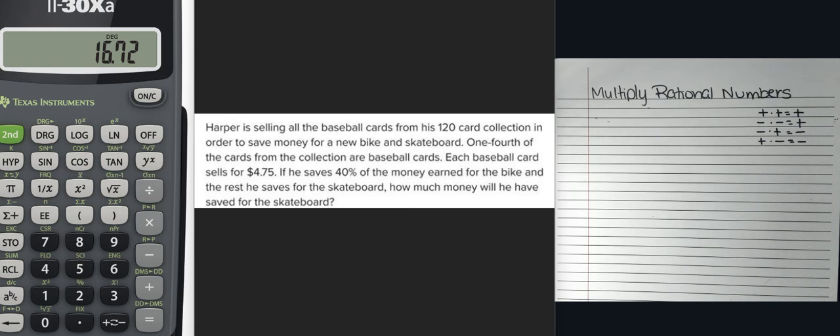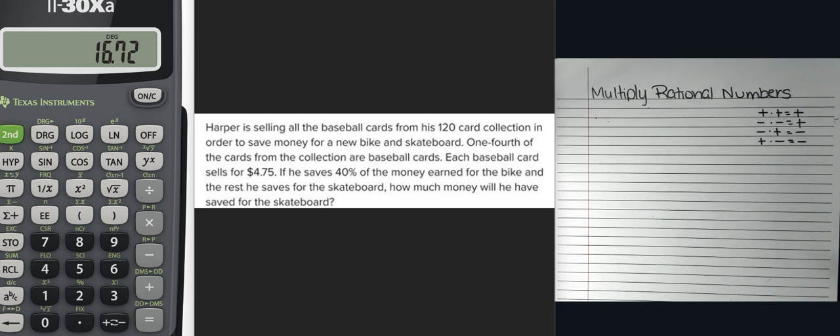All right, so we've got another word problem where we are going to multiply rational numbers. So Harper is selling all of the baseball cards from his 120 card collection in order to save money for a new bike and skateboard. One fourth of the cards from the collection are baseball cards. Each baseball card sells for $4.75. If he saves 40% of the money earned for the bike and the rest he saves for the skateboard, how much money will he have saved for the skateboard?